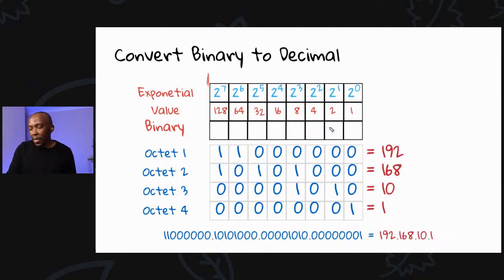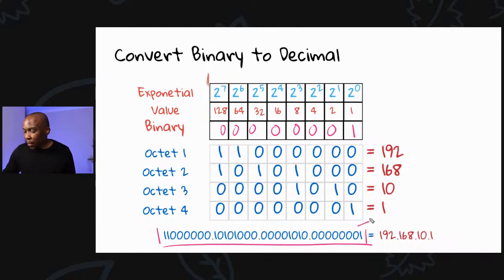So we're not going to need anything else except 1. So it's going to be 0, 0, 0, 0, 0, 1. When we are done, we will then write our binary values in one line that makes up 32 bits. And this is how our IP address looks when we convert it into binary.